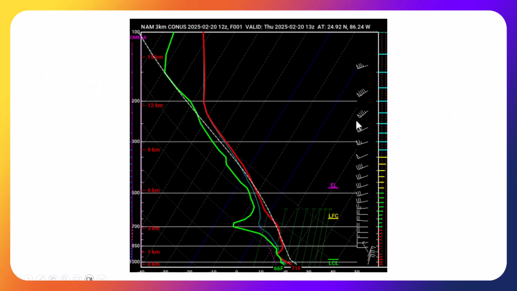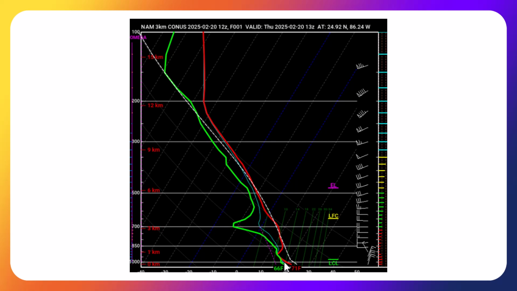And here I just wanted to explain LCL, LFC, and the equilibrium level on the sounding. We see here our LCL is where our air temperature becomes the same as our dew point. That's the area of full saturation.